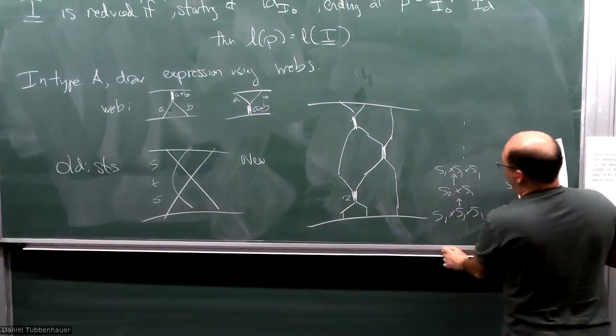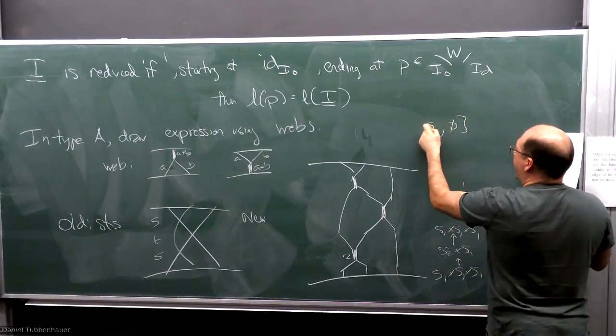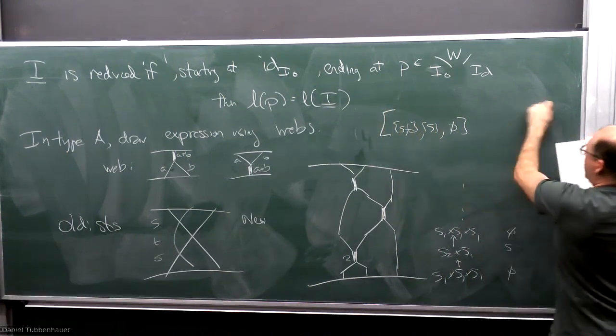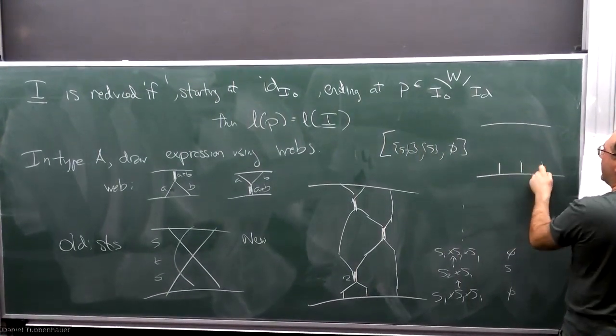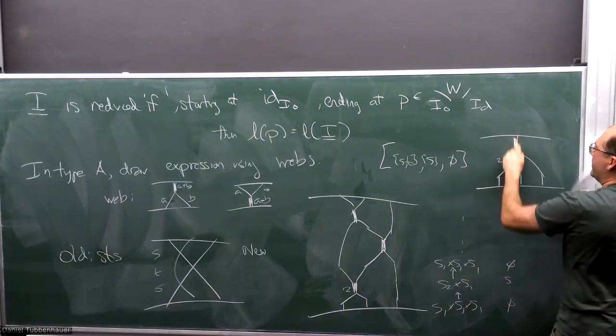In this new perspective, though, we also have things like, so I would take empty set, S, ST, and that would be drawn as follows. I go from S1 cross S1 cross S1 to S2 cross S1, and then I merge these into S3.